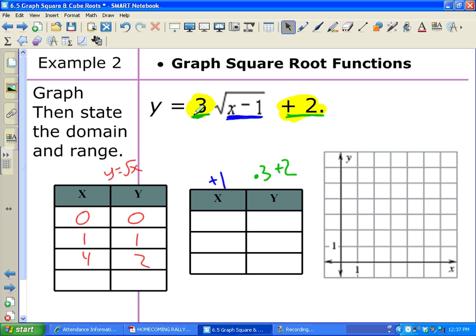Go with your x values first. Here are my parent's x values. My values will change by positive 1. 0 plus 1 is 1. 1 plus 1 is 2. 4 plus 1 is 5. Every one of my x values has changed by a value of opposite x.